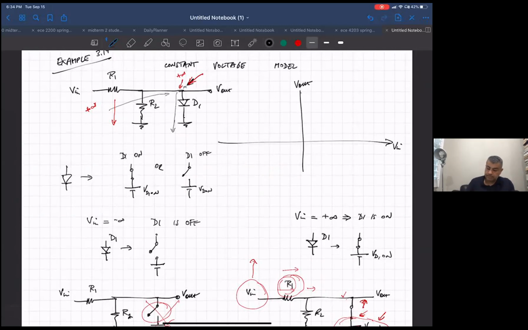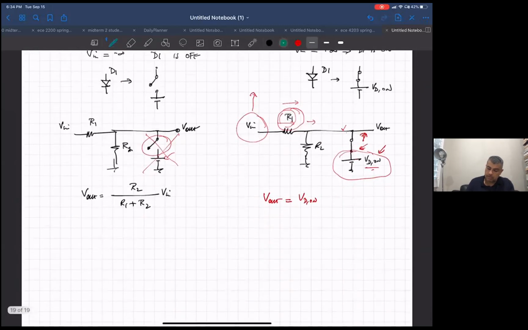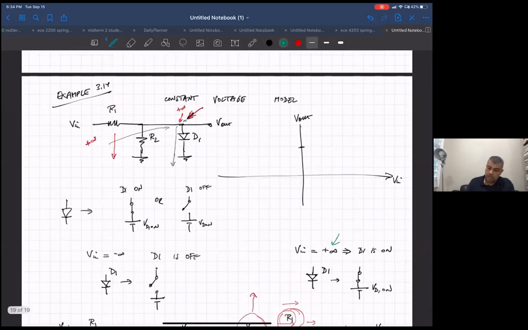Okay, so let's look at this. Maybe it's easier to look at it this way. When we're very positive, Vout is VD on. That means that no matter what Vin does out here, Vout is VD on. So out here, we'll just get it like that.